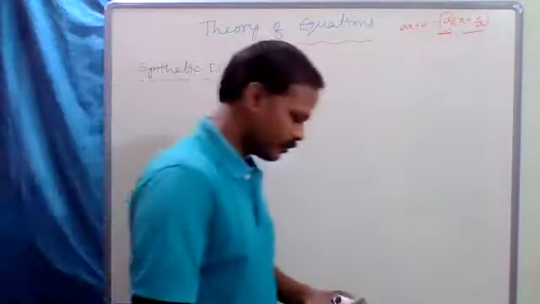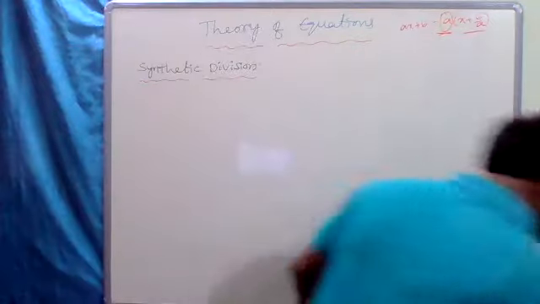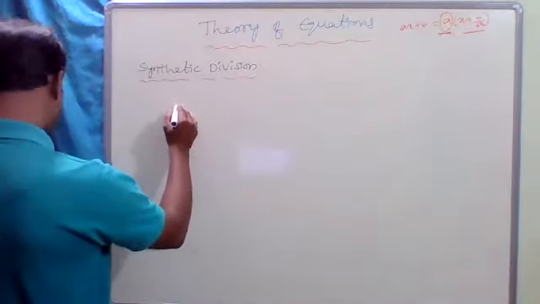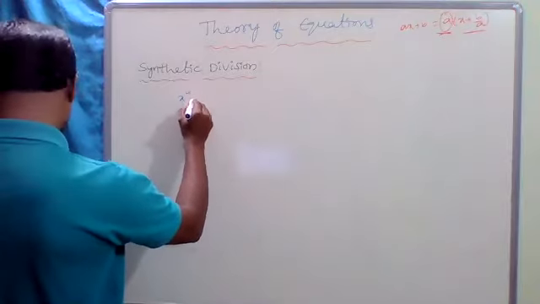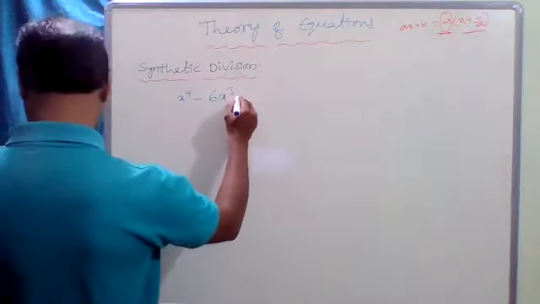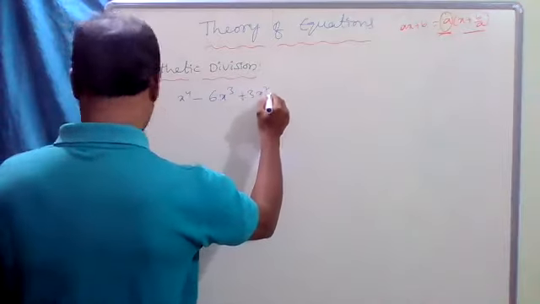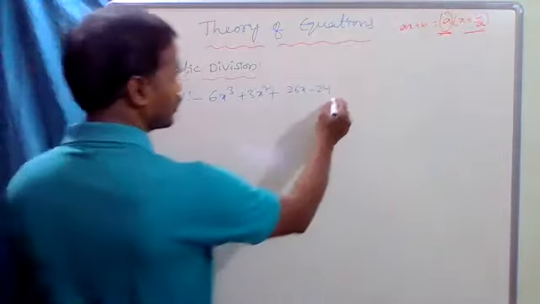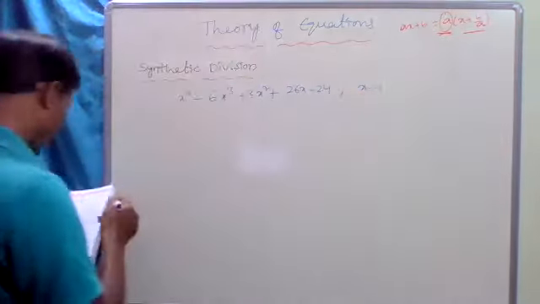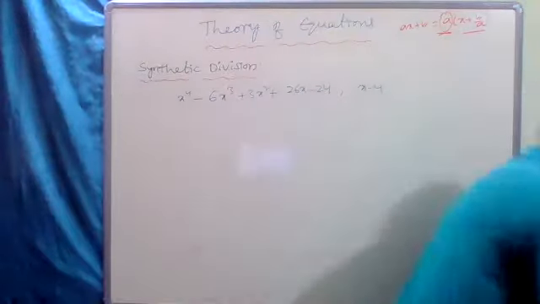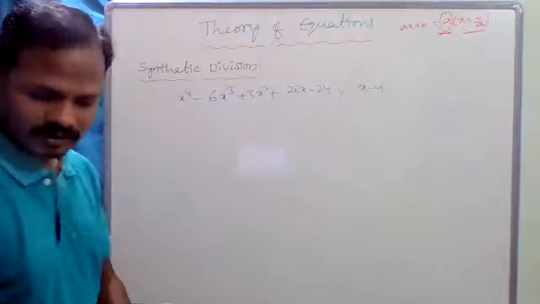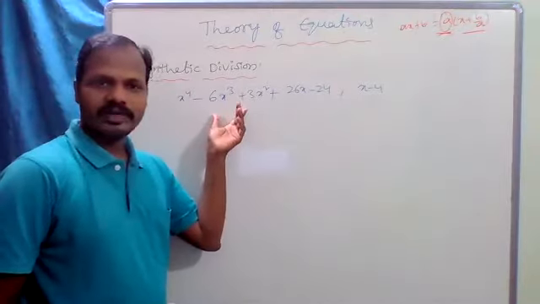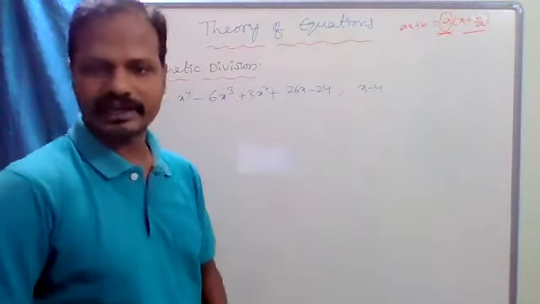Okay, so I will give one example. x power 4 minus 6x cube plus 3x square plus 26x minus 24 is divided by x minus 4. Find the quotient and remainder. That is the problem.